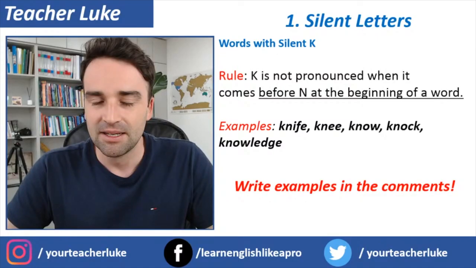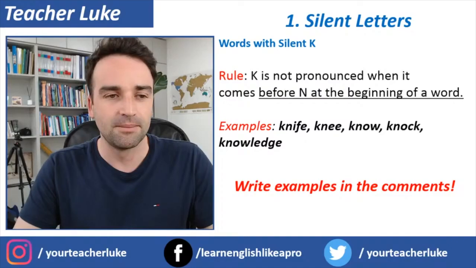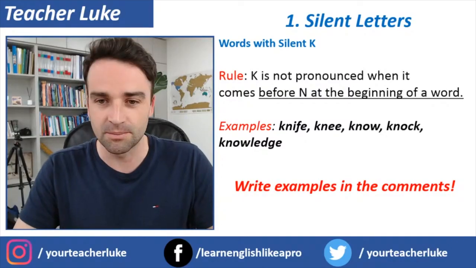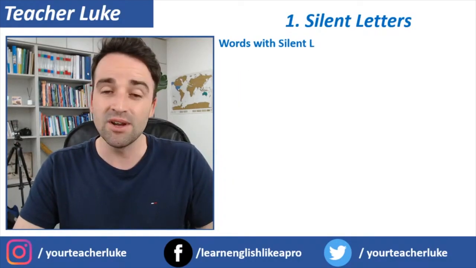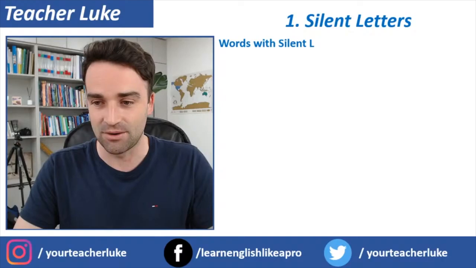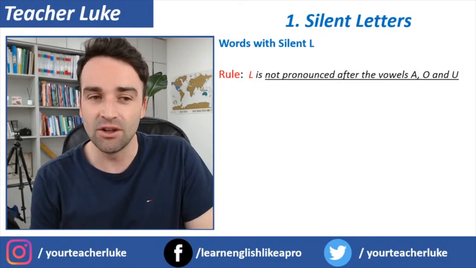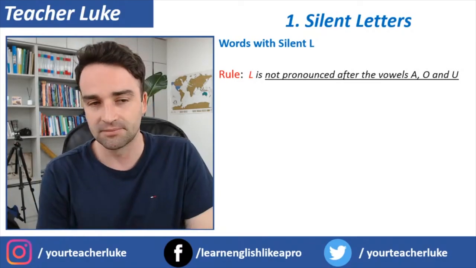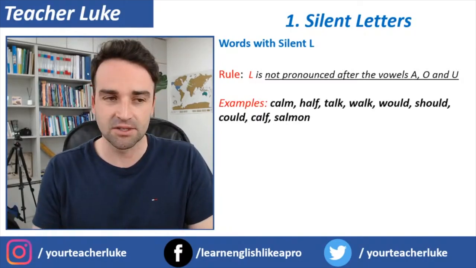Okay, so these are silent letters. These often cause pronunciation problems for many learners, and they end up pronouncing these words wrong, so be careful with that. Okay, next one is words with a silent L sound. The rule is that L is not pronounced after the vowels A, O, and U. There is no L sound after these vowels.